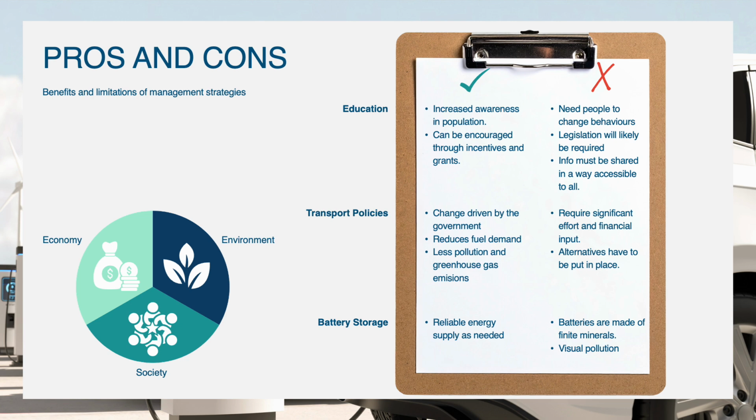And the last one is battery storage. Well, this makes energy supply more reliable by storing electricity when supply is high and releasing it when it is needed. This is especially helpful for renewable energy resources such as solar and wind, because their supply can be variable. Battery storage can then reduce the need for fossil fuel backup power stations, but batteries are made by using finite materials such as lithium, cobalt, and nickel.